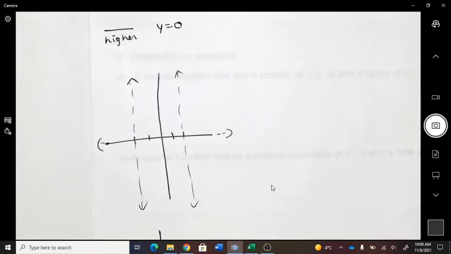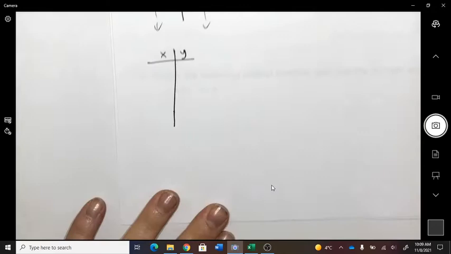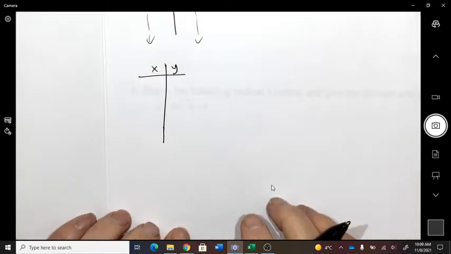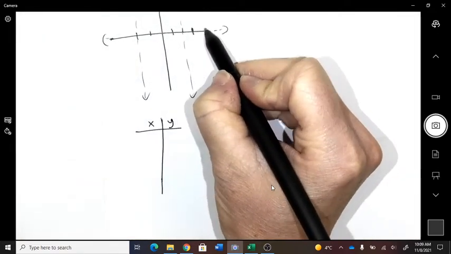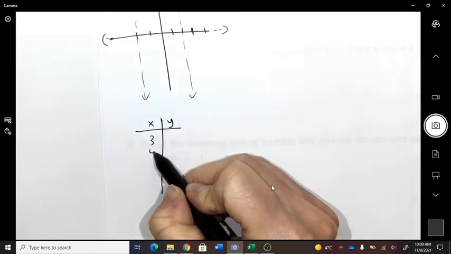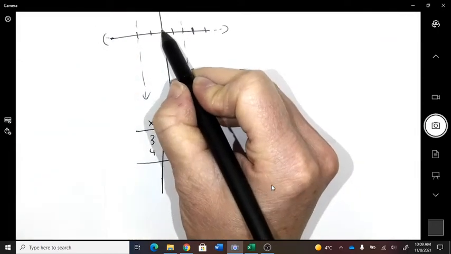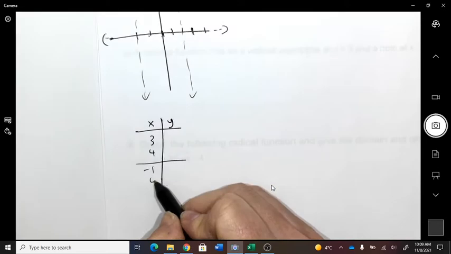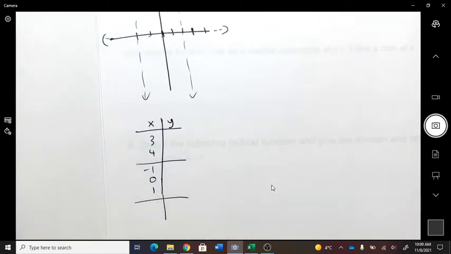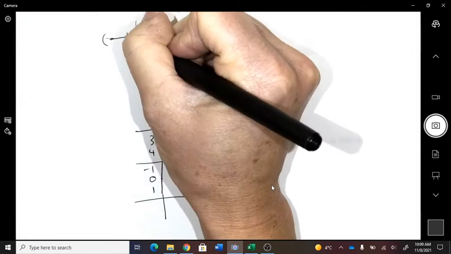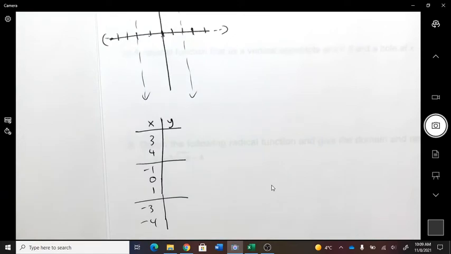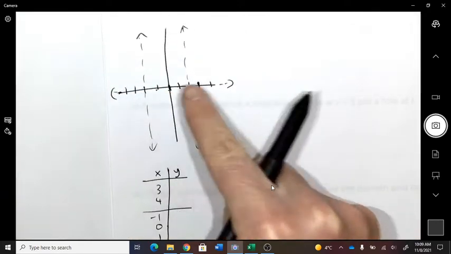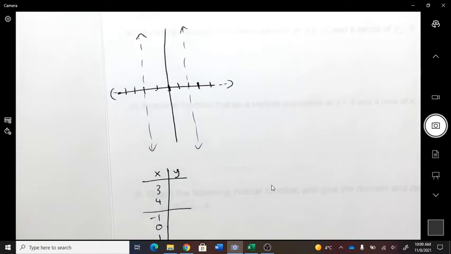Okay, I'm going to start an XY chart here to get some plotting points. What are some good X values to plug in? What would you pick? I'm probably going to pick 3 and 4 on the right. I'm going to pick negative 1, 0, and 1 in the middle. And then I'm going to pick negative 3 and negative 4 on the left. I'm going to kind of think my zones. I have 1, 2, 3 zones, and I want to know the shapes in each zone.